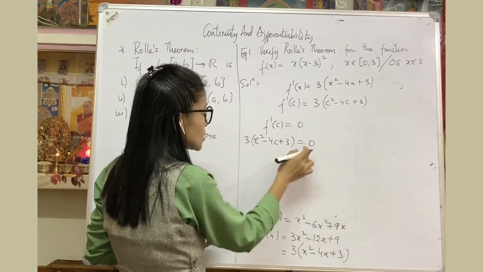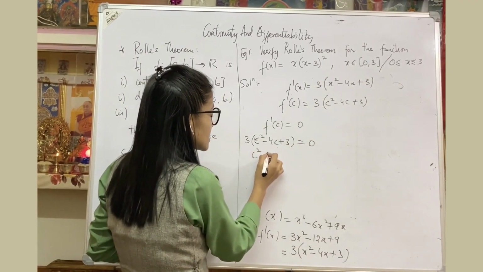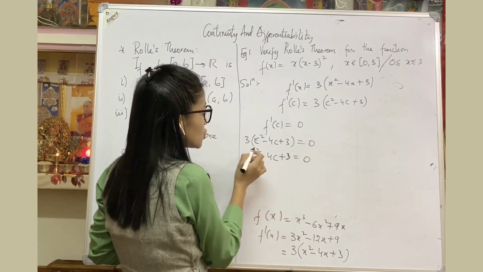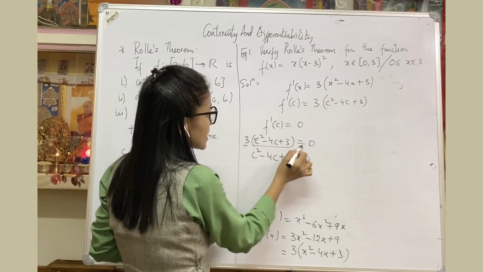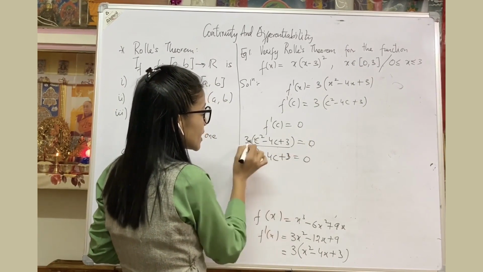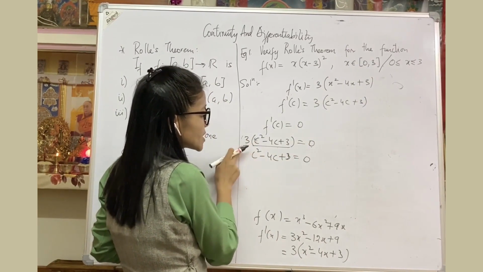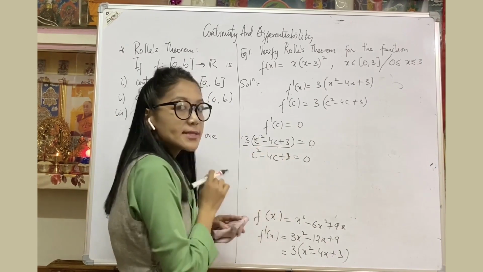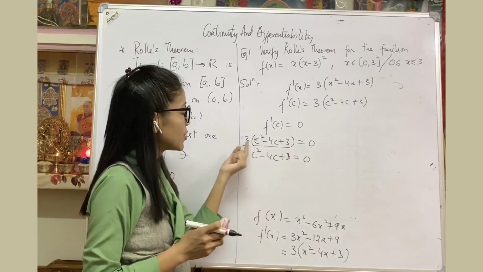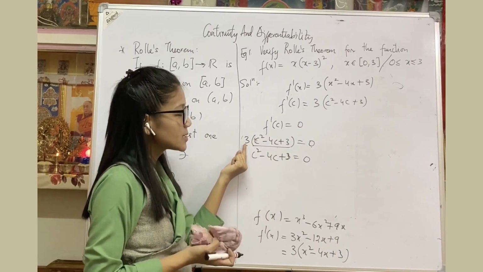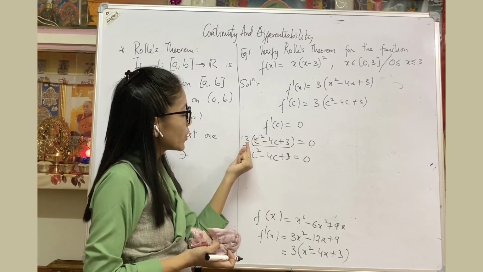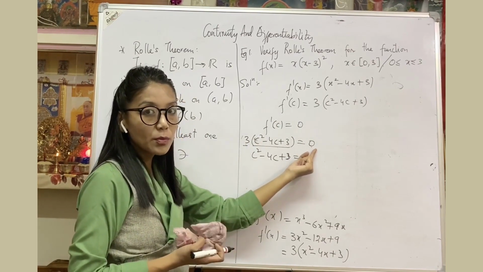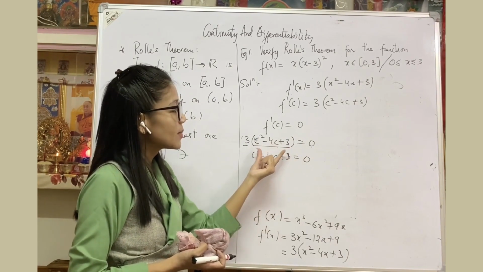So this implies c square minus 4c plus 3 is equal to 0. When you multiply two terms and the product is 0, and 3 is a non-zero term so it cannot be 0, the only possibility is that the other term has to be 0 to satisfy this equation. So when you multiply 3 and some other term and you get 0, this term has to be 0.